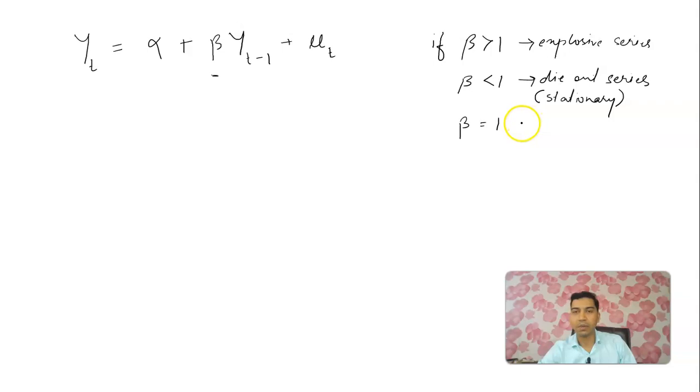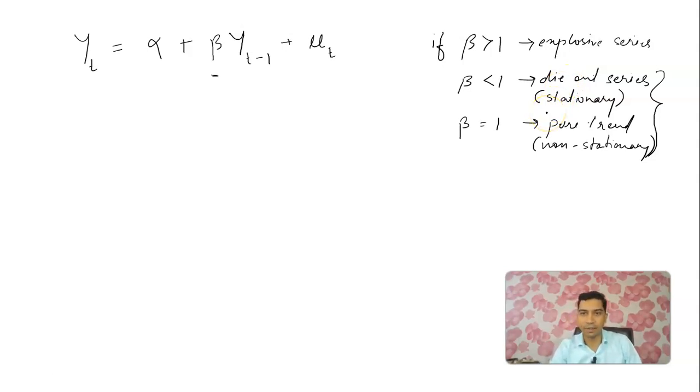Beta equal to 1 means there is a pure relationship, a pure trend, between y_t and y_(t-1), and this type is a non-stationary series. Ideally we deal with these two. We check for stationarity, and we try to find out whether beta is less than 1 or equal to 1 based on some confidence interval. So that's the background. How do we identify this?